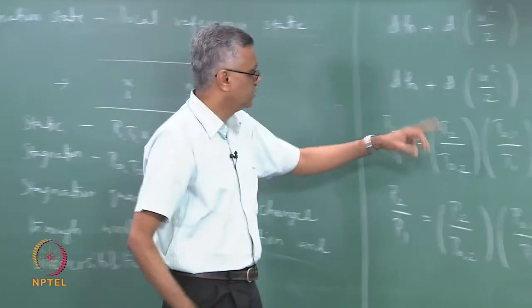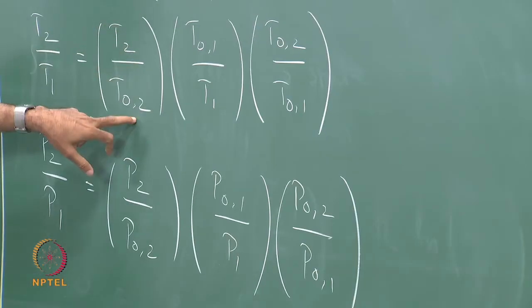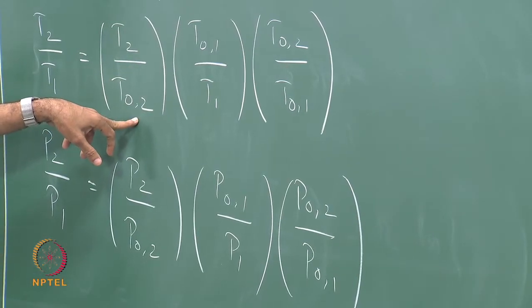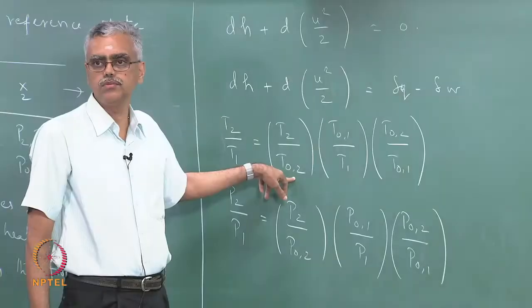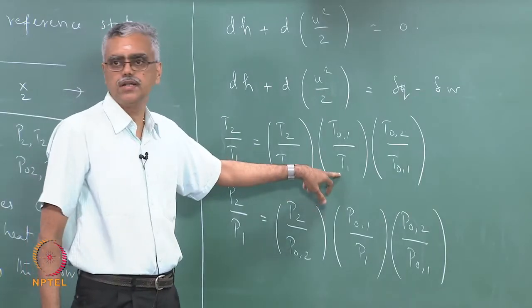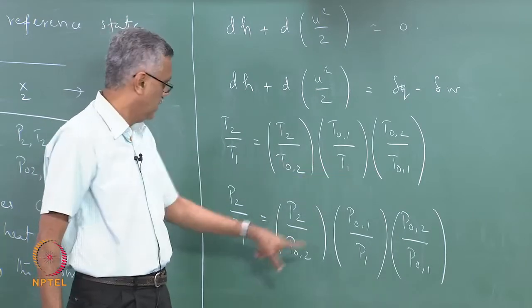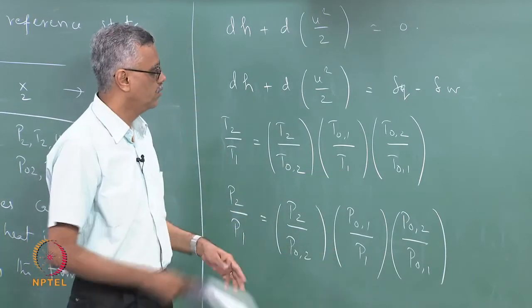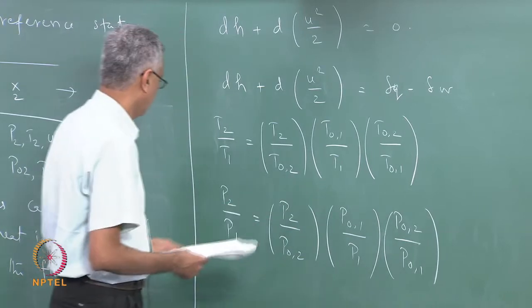Notice that in this relationship T2 over T02 can be written in terms of the Mach number, right? That is nothing but 1 plus gamma minus 1 over 2 times M2 square. Similarly, this can also be written in terms of Mach number, and these two terms can also be written like this. Okay.